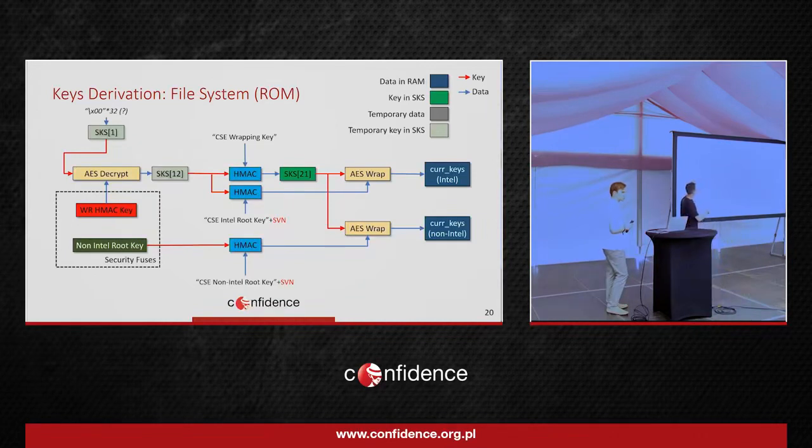Here are the ROM stages. Another key is calculated from the non-Intel root key. And the funny thing that we found is that when you activate JTAG, you are able to read this key. So all secrecy and integrity based on this key could be broken if you ever have the ability to run your code on the platform. The algorithm is almost the same. It again calculates HMAC from some string plus the security version number, and this key is wrapped and stored in memory just under another name.